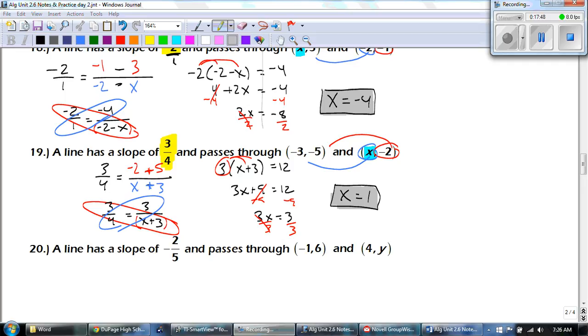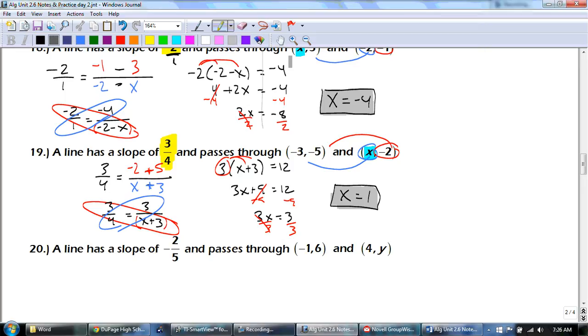Okay, and then we get that x equals 1. Now, at any time, if you want to check your answer, we'll just talk about this briefly. If x is 1, I can come in here and say that my slope equals -2 plus 5 over 1 plus 3. -2 plus 5 is 3, and 1 plus 3 is 4. And that's what my slope is supposed to equal. So I did it right.